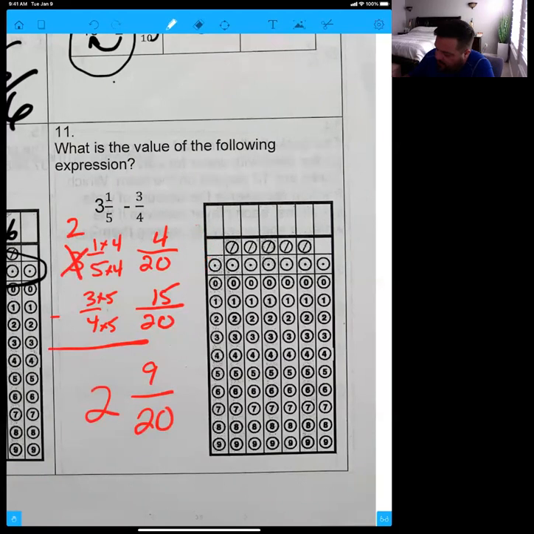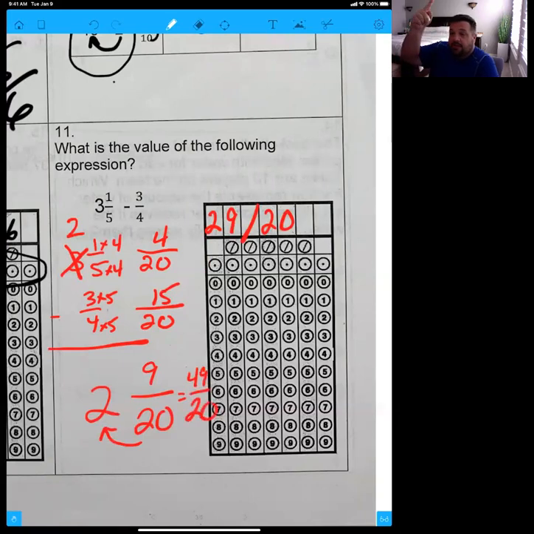Now to write this in here, you would have to write 2 and 9 slash 20, and you would have to bubble all that in. I know that looks a little weird. You could also, we haven't talked about this, but you could also multiply and turn this into an improper fraction. 20 times 2 is 40 plus this. You could also put in 49 20ths.